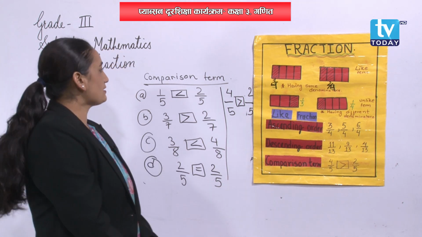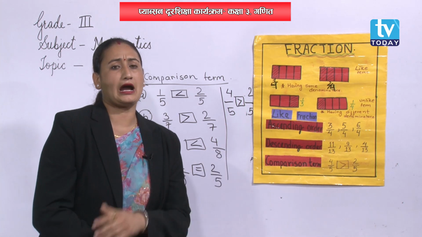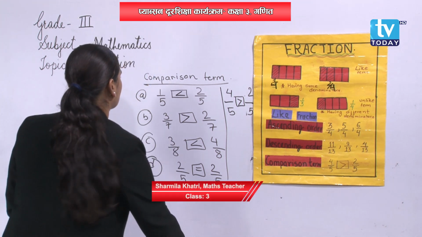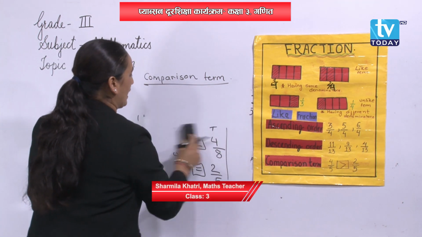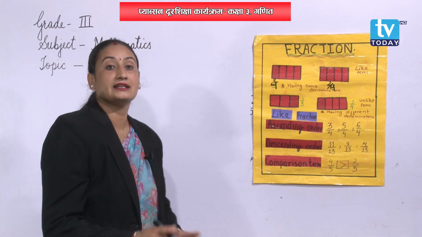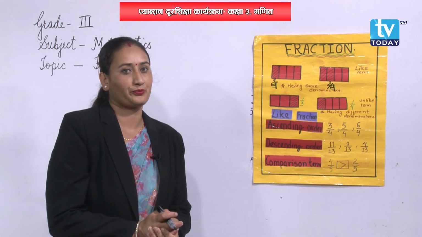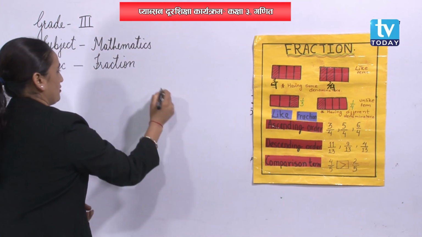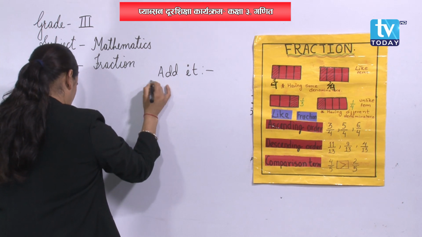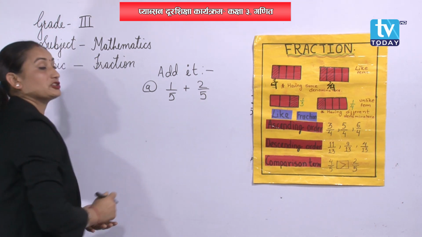Now students, if you want to add the sum of these numbers, then how will you add it? Can you tell me how to do additions of these numbers? Let's have a look how to add like fractions and unlike fractions. First of all, we are going to add like terms and then subtract also. One or two questions for you. Let's do. First is addition. Please write down. First question is, if I want to add 1 by 5 and 2 by 5, then what shall I do?